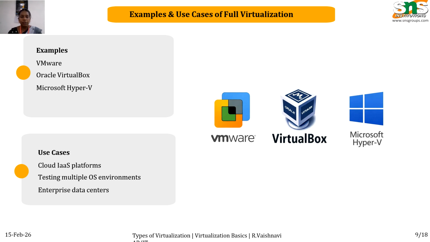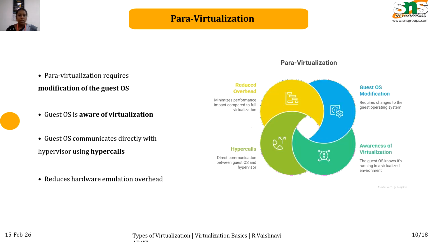Examples and the use cases of the full virtualization. The examples are VMware, Oracle VirtualBox and then Microsoft Hyper-V. The use cases will be the cloud IaaS platforms, that is infrastructure as a service, testing multiple operating system environments and enterprise data centers. Next technique will be the para virtualization.